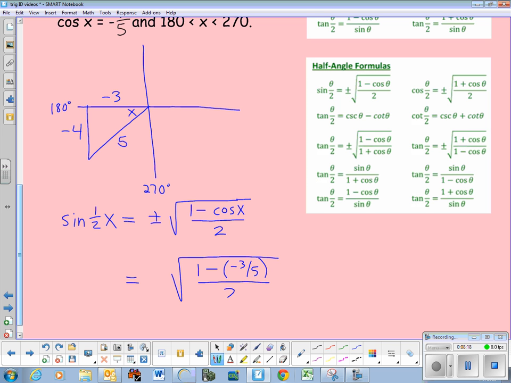And this is an expression I can work with. Now, here's the thing that makes these tricky from time to time. Which do I choose, plus or minus? You need to write this down and put a bunch of stars and circles around it. Choose plus or minus based on where 1/2 x terminates.